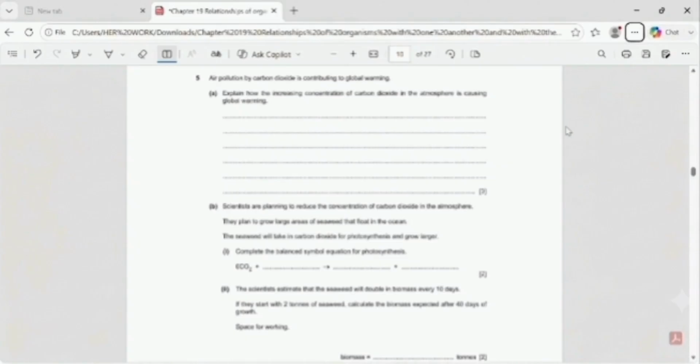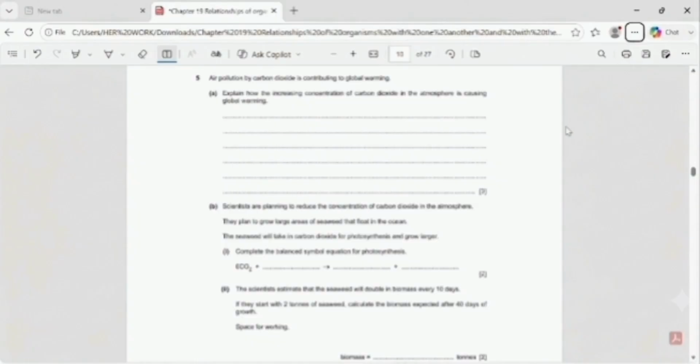Now let's move on to the next one. Part A asks, explain how the increasing concentration of carbon dioxide in the atmosphere is causing global warming. To answer this, remember that carbon dioxide is a greenhouse gas. Sunlight can pass through the atmosphere and reach the Earth's surface.